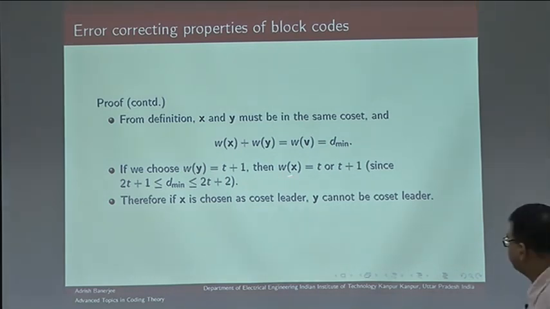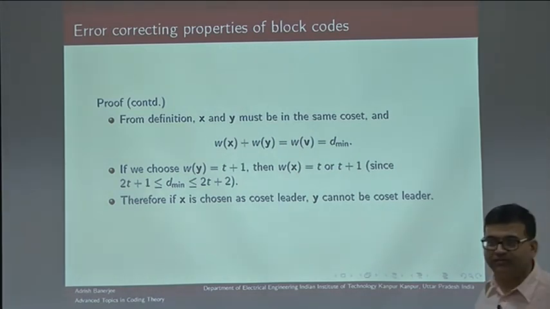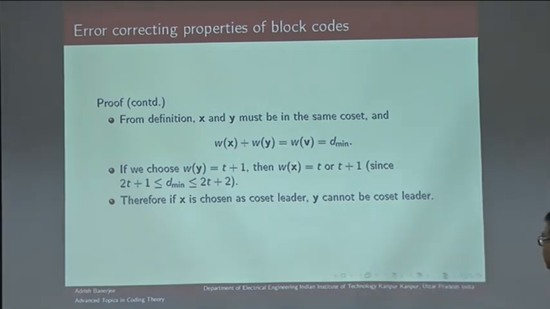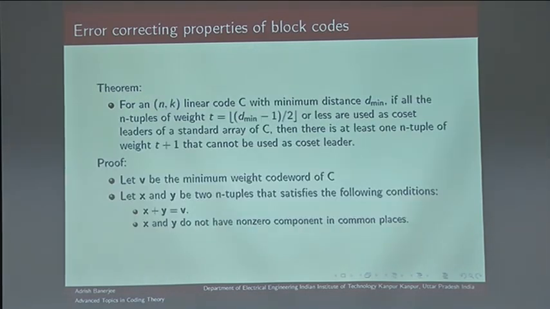Now, why are x and y in the same coset? Because x and y add up to v, which is a valid code word. Now, what I have shown is, if there exist two patterns, one of weight up to t, the other of weight t plus 1, and I make one of them coset leader, then I cannot choose the other error pattern of weight t plus 1 as my coset leader. And if I cannot choose that as coset leader, that means I cannot correct that error pattern.